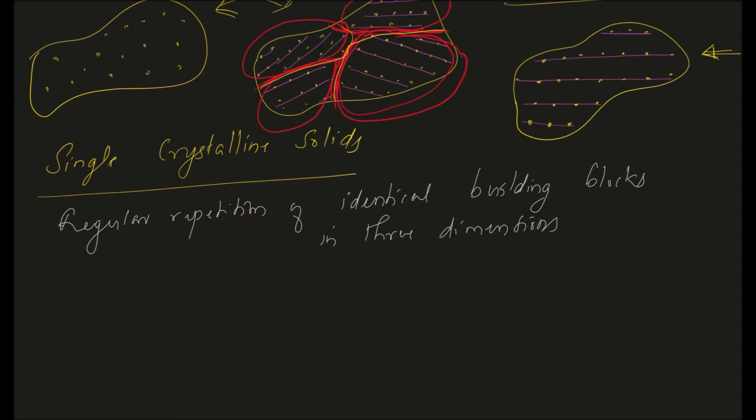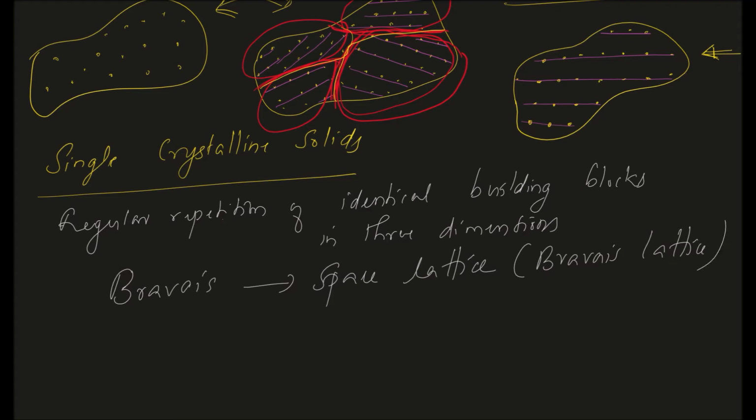Now, to address the question of how to represent these crystals, the scientist Bravais introduced the concept of space lattice. So he introduced something called space lattice. This is also known as Bravais lattice. Now this Bravais lattice specifies the periodic array in which the repeated units of crystals are arranged. So what we have is a regular arrangement of these constituent particles like these things, right?